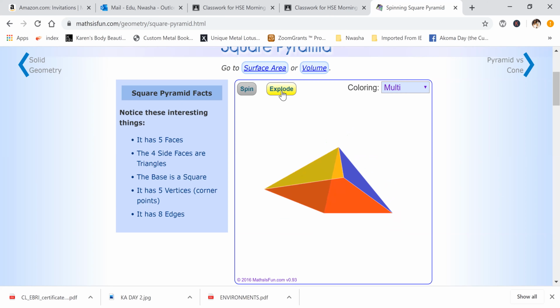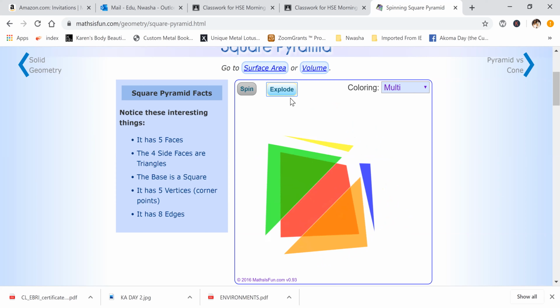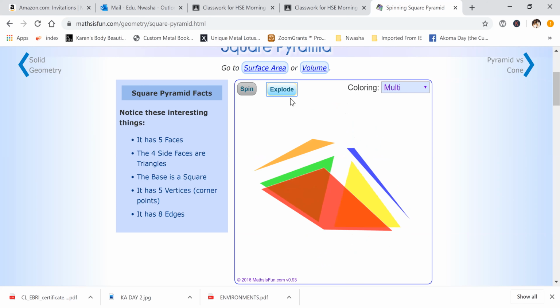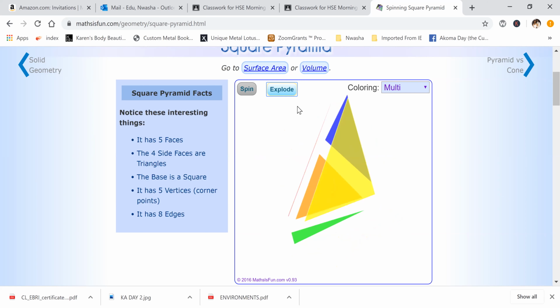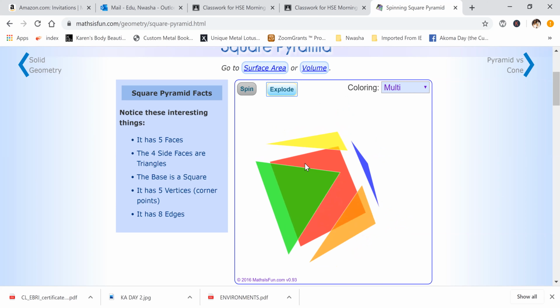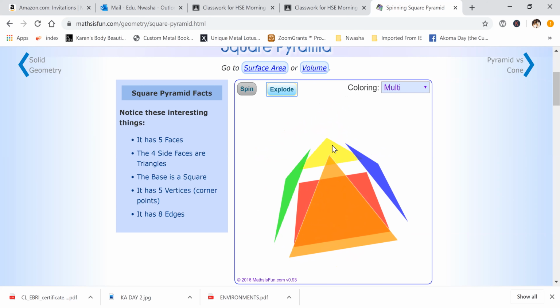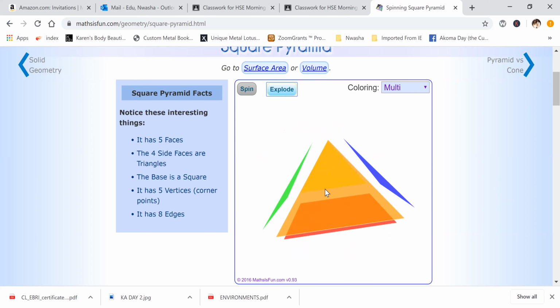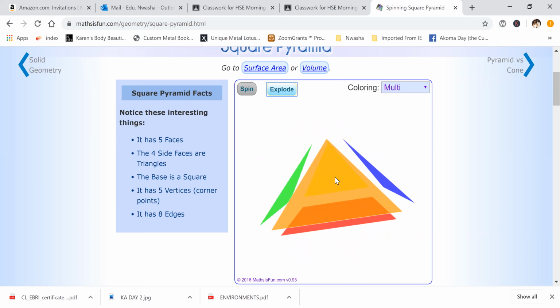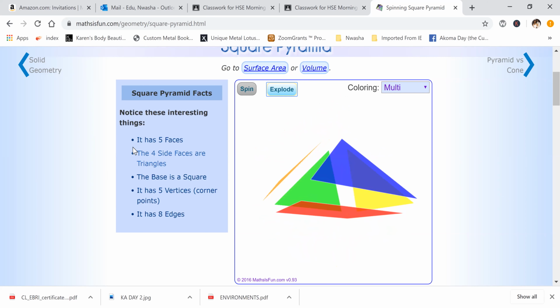And then if you click the word explode, it pulls apart the shape so that you can really say, what are the surfaces that I have to paint? So this would be the square bottom is red, and then the 4 walls that would come up from the square are different colors coming to a point. So these 4 walls, because they're going to come to a point, are triangles. When we look at the square bottom with 4 triangles, we call it a pyramid.